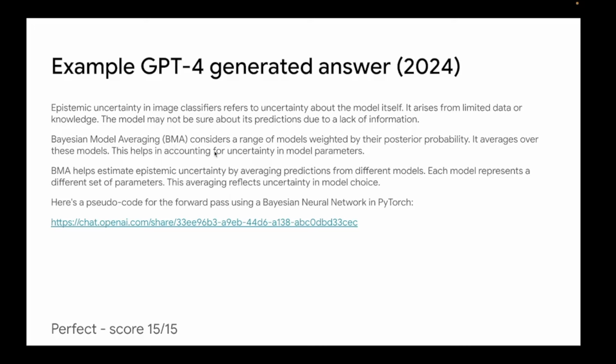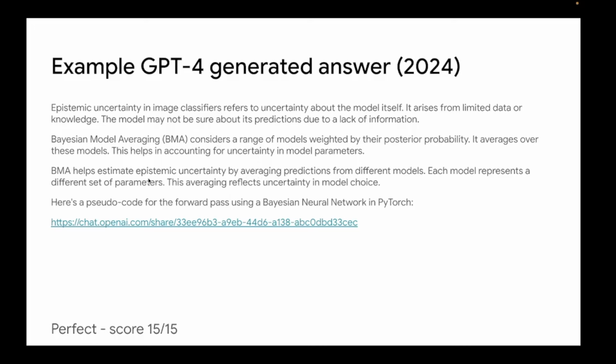BMA considers a range of models weighted by their posterior probability, it averages over these models. This helps in accounting for uncertainty in model parameters. Yeah, seems all right. Although I would actually deduct a few points for that because it's not technical enough. You have to talk about the posterior distribution as well as how you eventually compute the BMA for a classification case, for example, that you're averaging over the predictions. But this part is kind of missing in the answer.